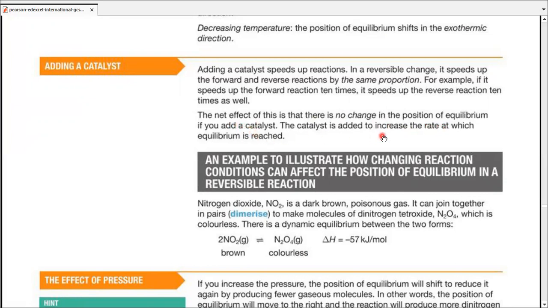The catalyst is added to increase the rate at which equilibrium is reached. So it means less time to reach equilibrium. That's it. That's the only thing we want when we add a catalyst. Why? Because time is a very important commodity. And frankly speaking, if less time is taken for some task, it is usually taken as a blessing.